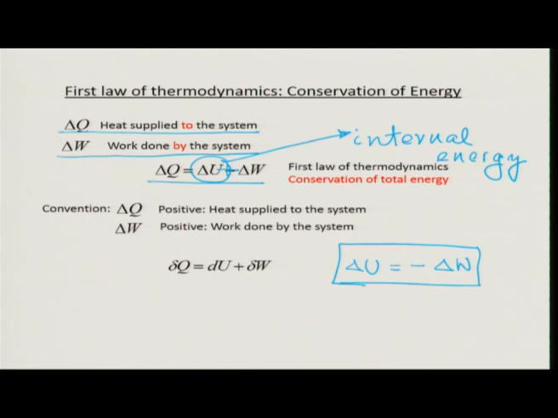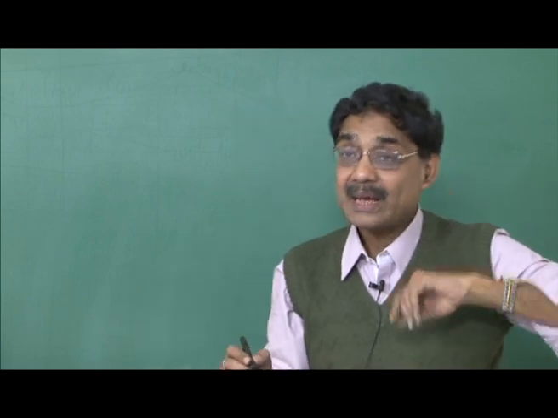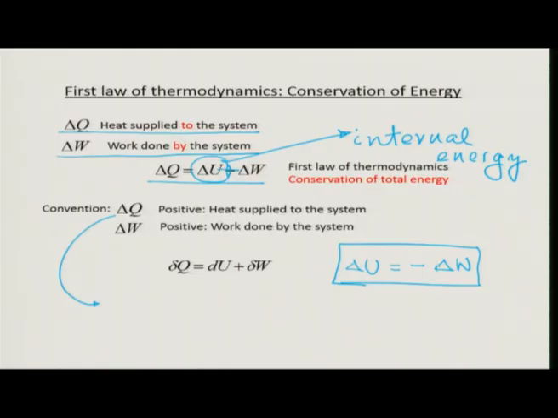I will fix a convention in the following way: delta Q is positive when heat is supplied to the system, internal energy increases; delta W is positive when work is done by the system. In the previous example, if I was doing some work on the system, then delta W would be negative and internal energy goes up. So, I repeat the first law of thermodynamics: delta Q is the heat supplied to the system, delta W is the work done by the system, and again I write it in the form which is written here, that is delta Q is equal to delta U plus delta W.